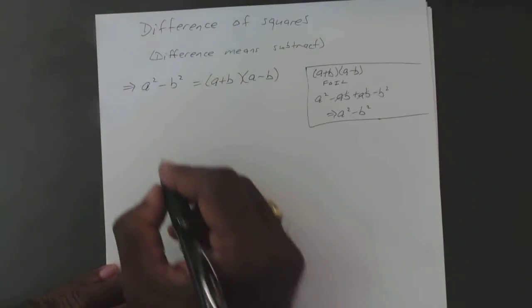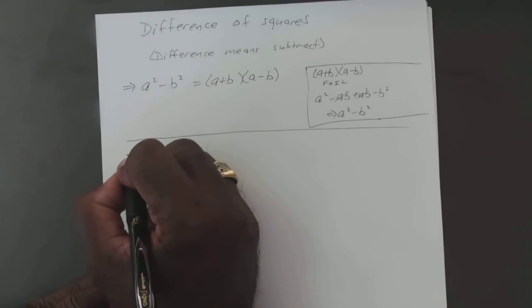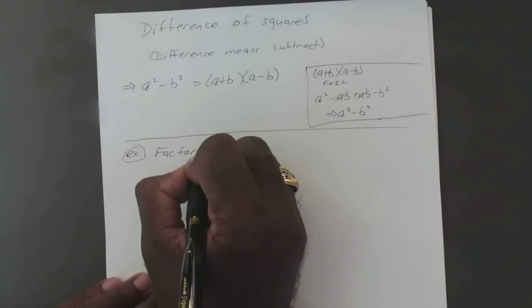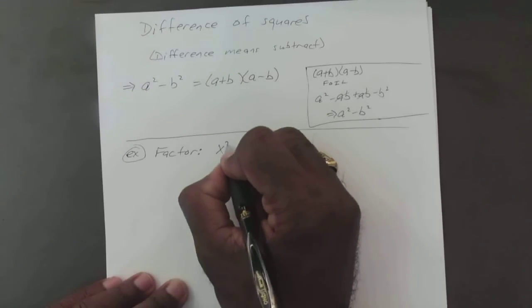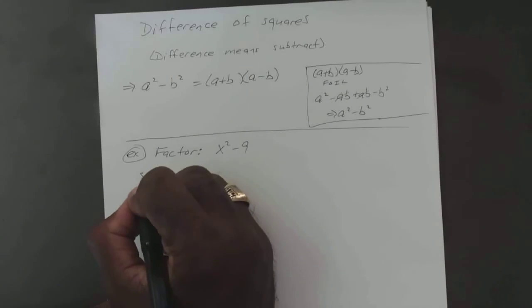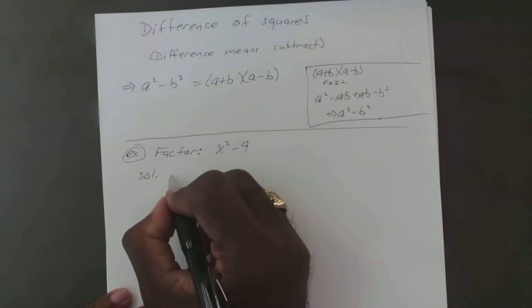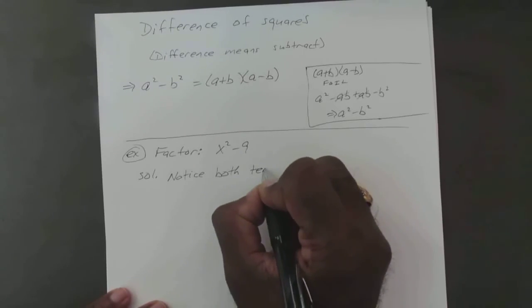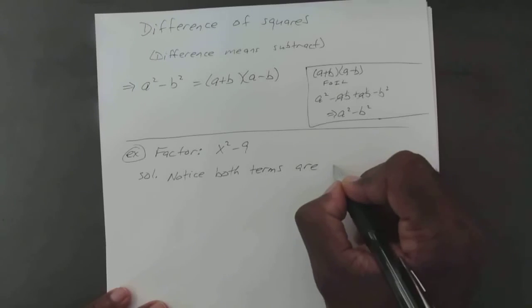Okay, so let's do a quick example of this one. What if we wanted to factor x squared minus 9? Okay, so just like before, when you had the first and last term, first thing you would notice is that they were perfect squares. You do the same thing here. But it's only 2 terms, so you just notice both terms are perfect squares.